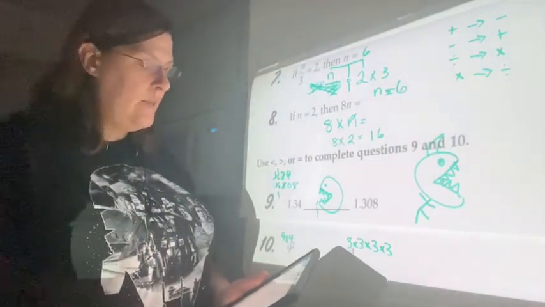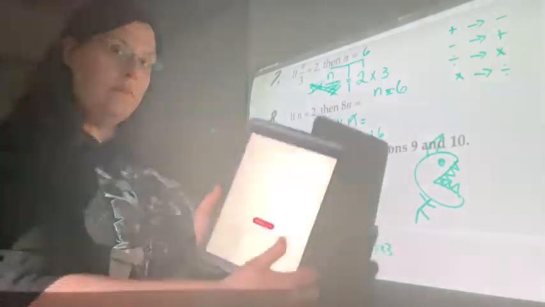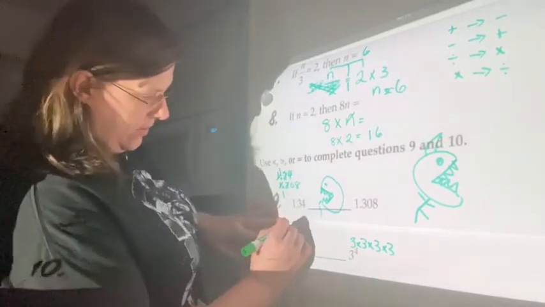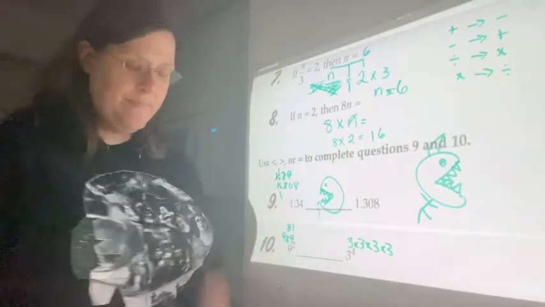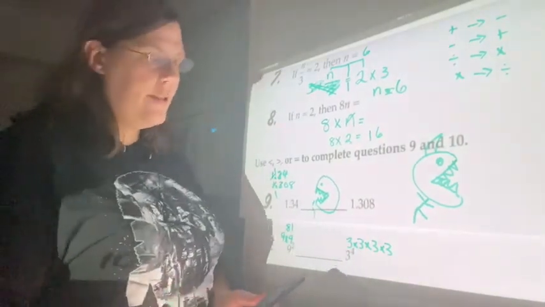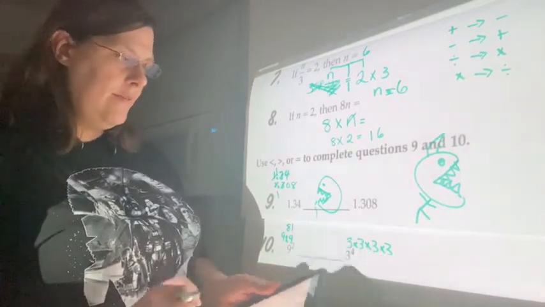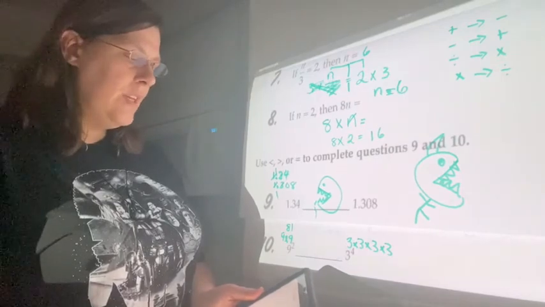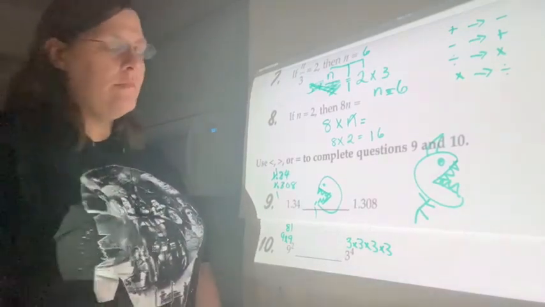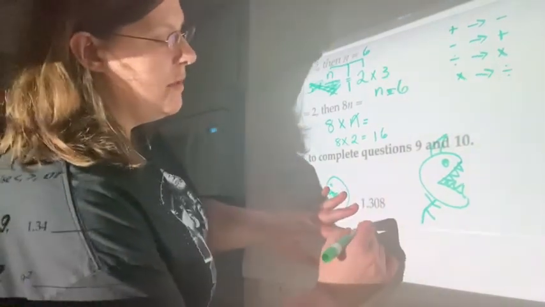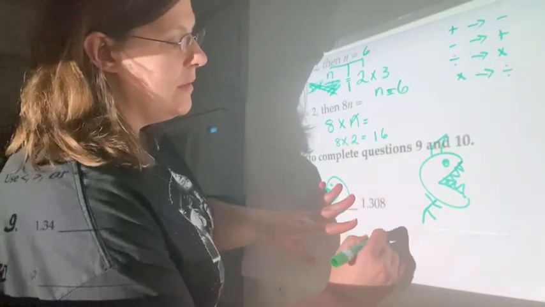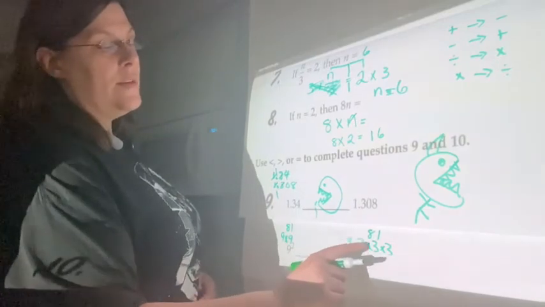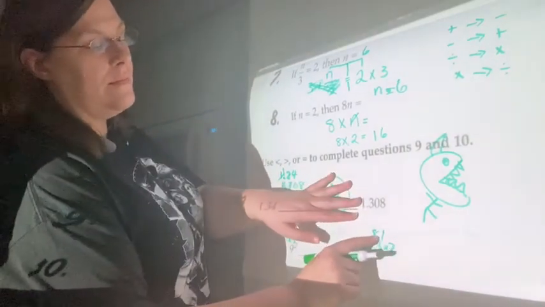I'm not, so you're out of luck. 9 times 9 equals 81. So our first side is equal to 81. This is why I said they're trying to trick you. So this side over here, 3 times 3 times 3 times 3. They tried to trick you, but you're too smart for them. So 9 times 9 equals 81. 3 times 3 times 3 times 3 equals 81.